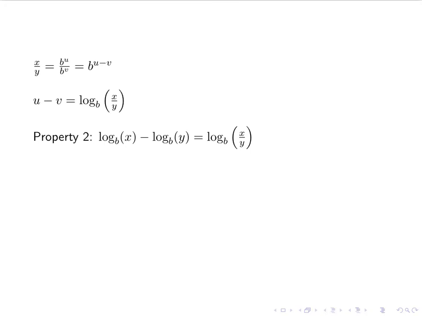So property 2 is that when I subtract two logs, I get a single log where I'm dividing the arguments. Notice the one that I'm subtracting is the one in the denominator.